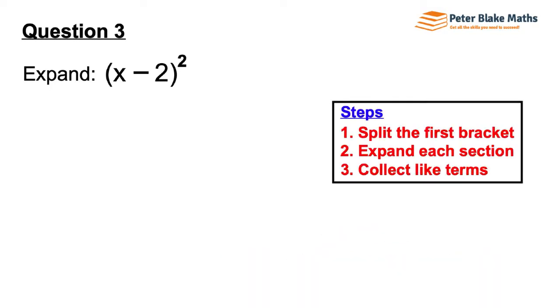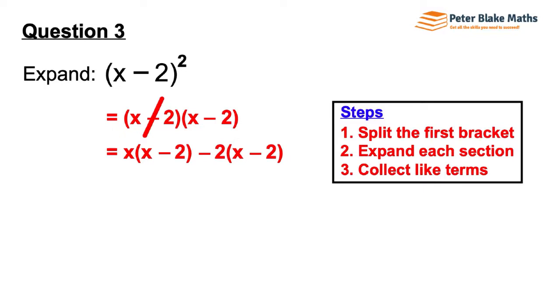Okay, we can split that first bracket. We'll firstly consider (x - 2)² as (x - 2) times itself, because that's how you get a squared: you times something by itself. And then we'll split that first bracket, so we'll have x outside of (x - 2), minus 2 outside of (x - 2). We're breaking up that first term and making sure each of those items in the first term expands through that second bracket.